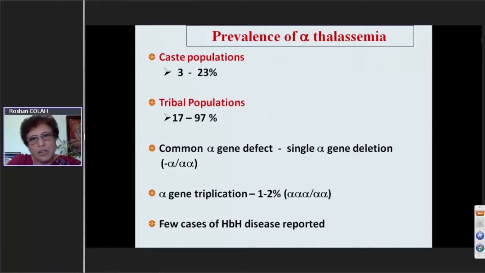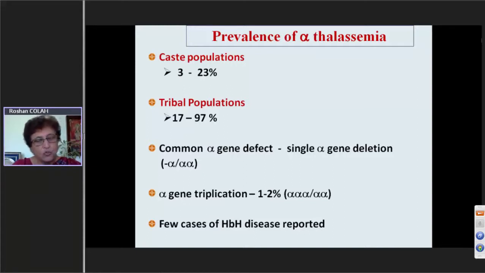Now coming to alpha thalassemia, it is very common in India, but we don't have the severe varieties. In the caste population, the prevalence of alpha thalassemia is anywhere from 3 to 23% in different groups. In tribal groups, it's very high. It can range from 17 to 97% in some tribal groups in South Gujarat. Almost everybody has an alpha thalassemia defect. But the common defect that we see is a single alpha gene deletion, and that does not cause much problem.